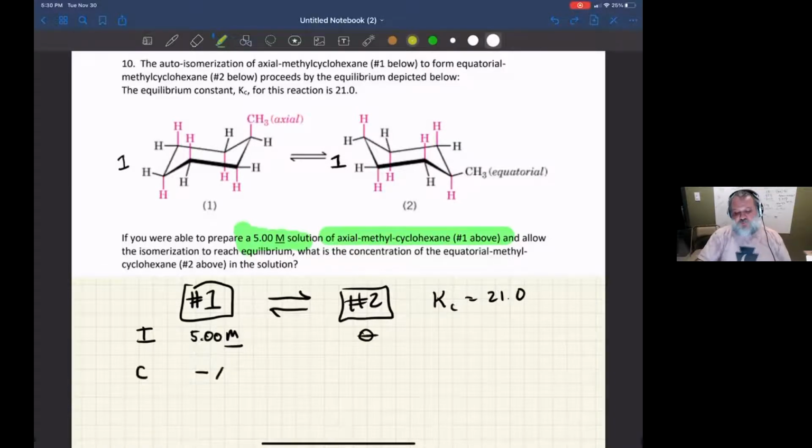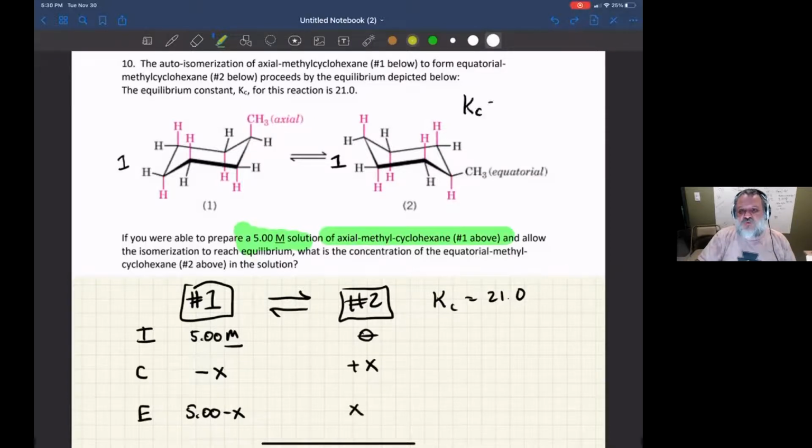Well, 1 will be reduced by an amount, x. 2 will be increased by an amount, x. And since the stoichiometric coefficients are 1, they'll be understood. So then what are the equilibrium concentrations going to be? It's going to be 5 minus x and x.